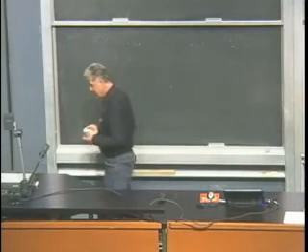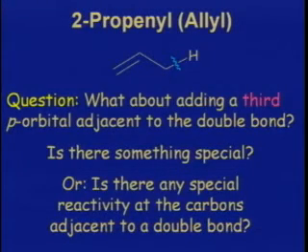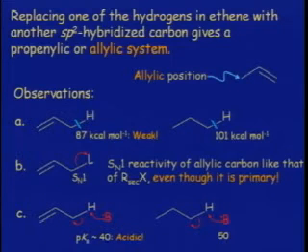And so the question, as it's pointed out up here, is there something special about the allylic position? Or is the special reactivity at the carbons adjacent to a double bond? And as you shall see, the answer is yes. And one can glean that from some very simple observations. And I'm just putting down 3 of them. One is, this bond is unusually weak.